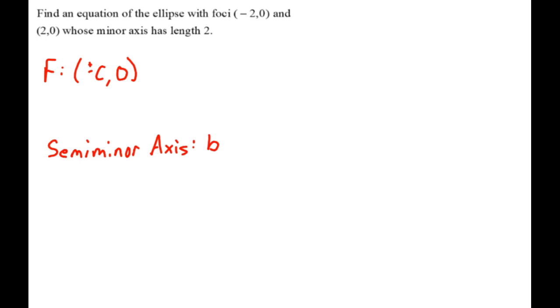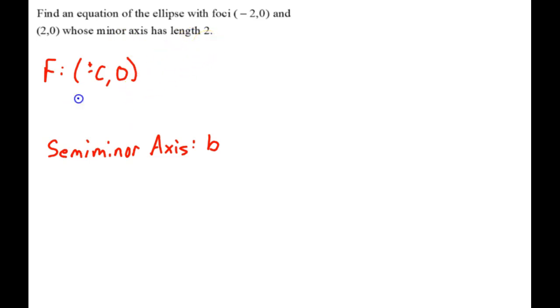In this example, we want to find an equation of the ellipse with foci at -2, 0 and 2, 0, whose minor axis has a length of 2. So using our table of values, we know the foci are going to be at plus or minus c, 0. We know it's in this form because it's the x values that change, not the y values in these ordered pairs. We also need to find the value of the semi-minor axis because we know that represents the value of b. If we're given the length of the minor axis, what we have to do to find the semi-minor axis is just divide that value by 2.